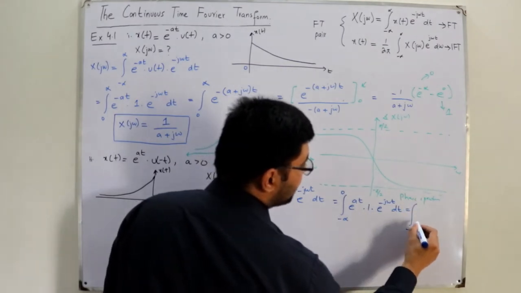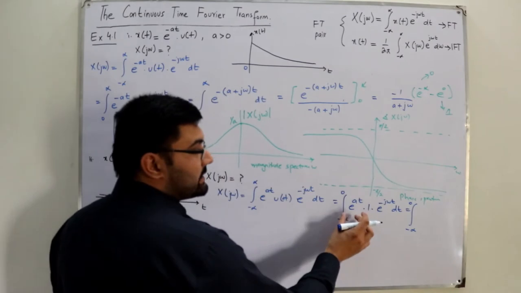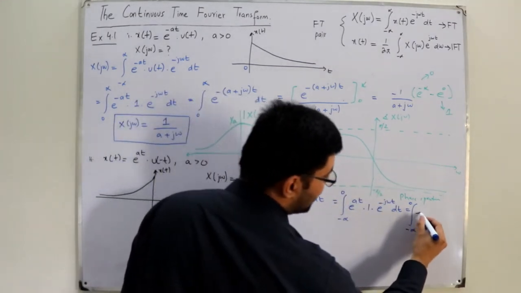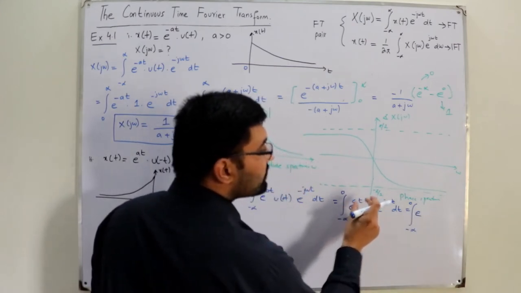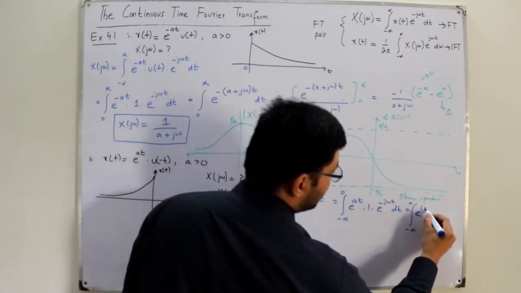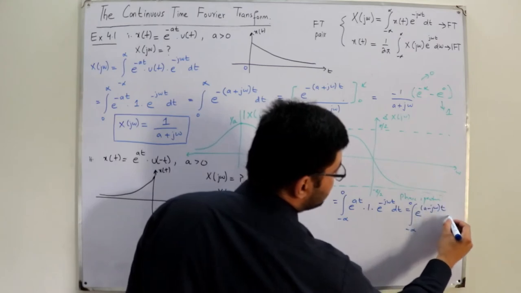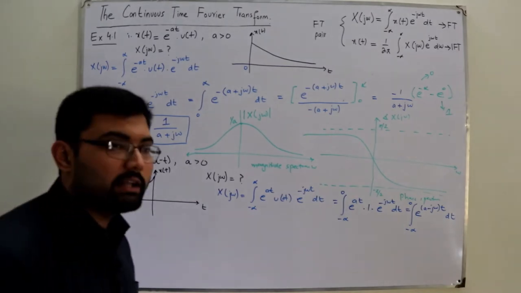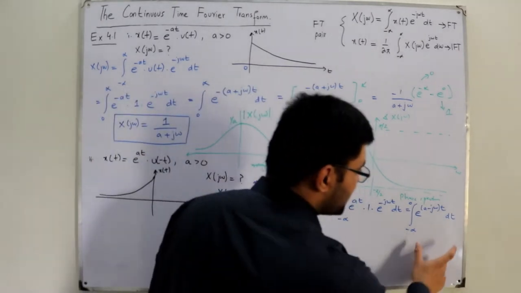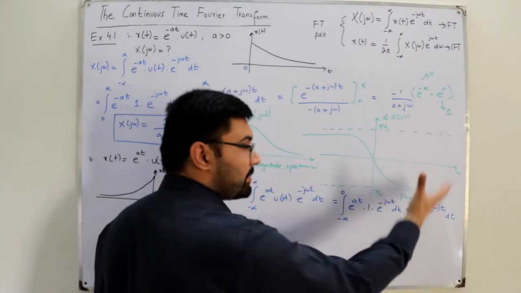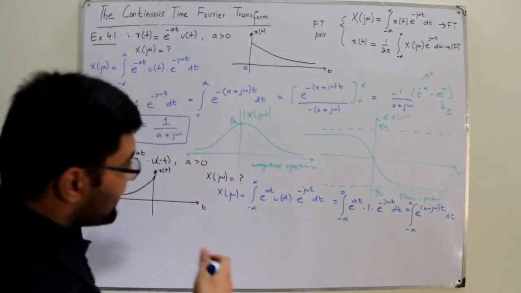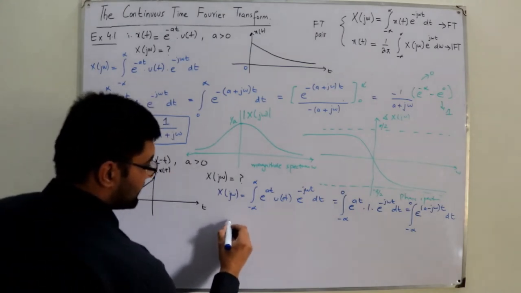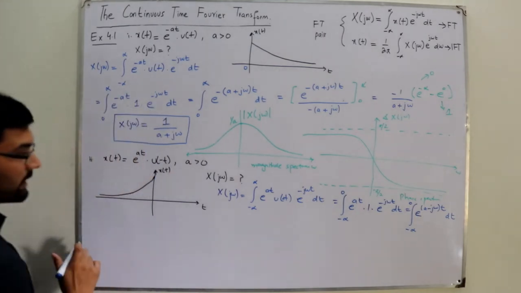Now what can I do? Negative infinity to zero. The base is the same, so you take the sum of the powers. So exponential of a minus j omega, you have an a minus j omega, and t is taken common, and the integration is with respect to t. Now again, you know integration very well, better than me. Any exponential power, you take the same power and divide by the coefficient. So I would write the answer over here. Let me write it over here.